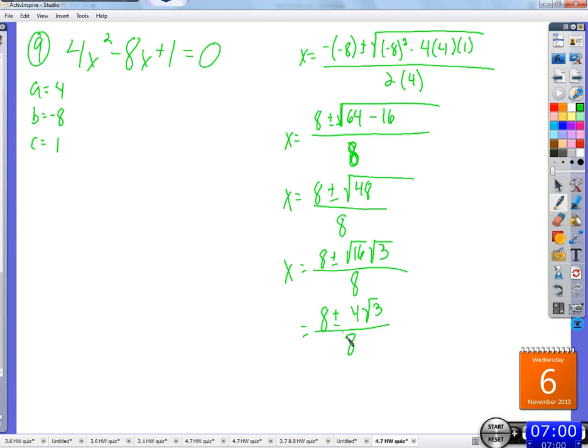If you're thinking you should cancel out this 8 and this 8, you should not. But if you can cancel out something from 8 and 4 and 8, all three of them, separated by plus or minus, then go for it. Or you can cancel out a 2 from all of them. So a 4 actually, not even just a 2. So 2 plus or minus root 3 over 2.